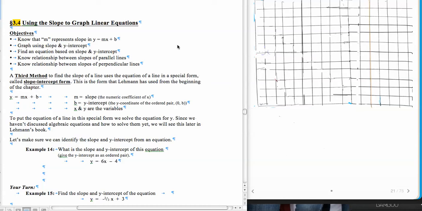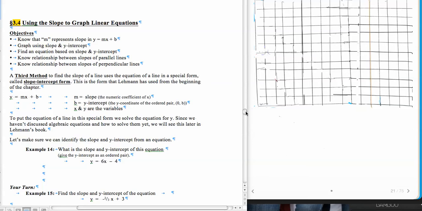So our first topic that we're going to introduce is one that I've already talked about: the form of a linear equation that we've been talking about, y equals mx plus b. That form of the line is called slope-intercept form. The b is the y-intercept, as we found earlier, where the ordered pair for that is (0, b). X and y are the variables, and m is the slope. That's the numeric coefficient of the x.